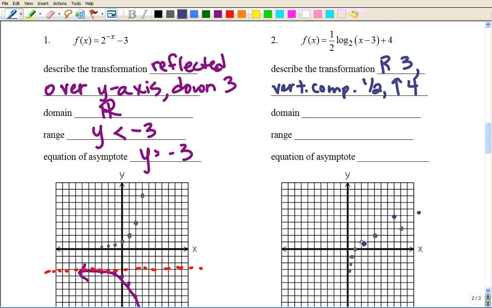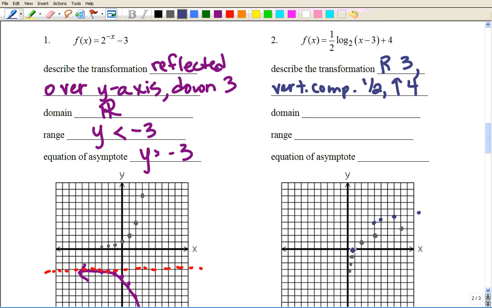The next one, we have (2, 1). Move it to the right 1, 2, 3. Vertically compress by 1/2, so now we're at 1/2, and go up 1, 2, 3, 4. We're at the point (1, 0) now. We go to the right 1, 2, 3, and vertically compress by 1/2. It has a y value of 0, so 0 times 1/2 is still 0. Then we go up 1, 2, 3, 4.